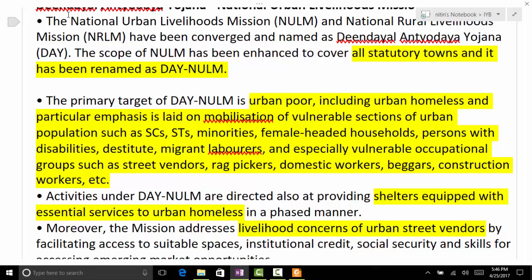Which beneficiaries in this scheme? Deen Dayal Antyodaya Yojana. Yes, sir. Socio-economic caste census. Yes, sir. Socio-economic census basis.